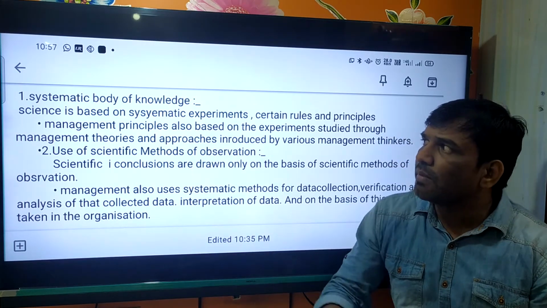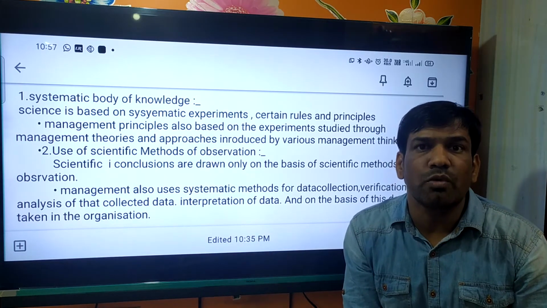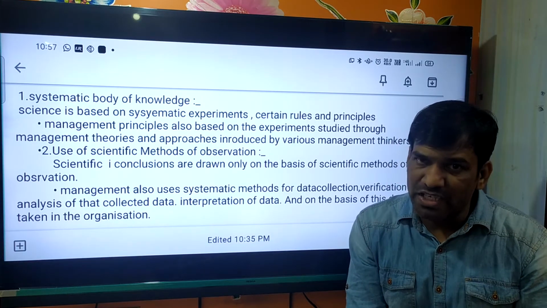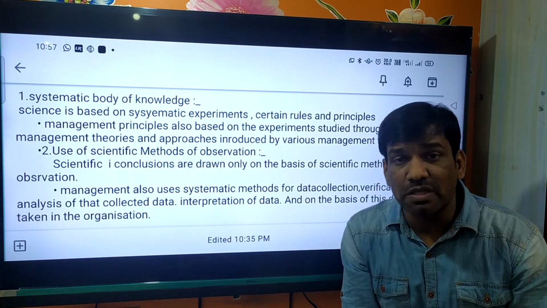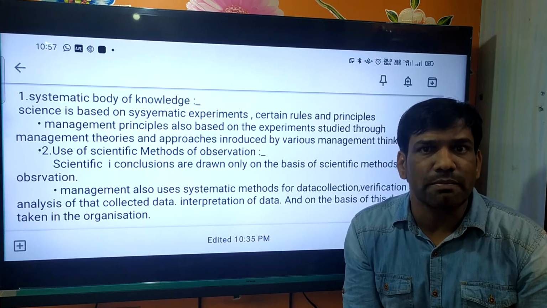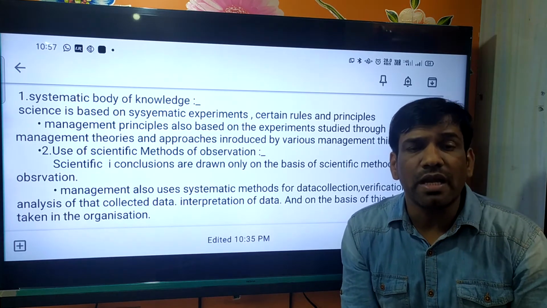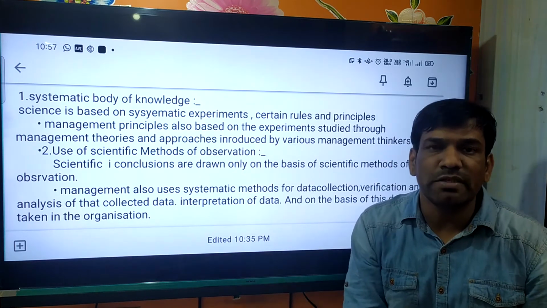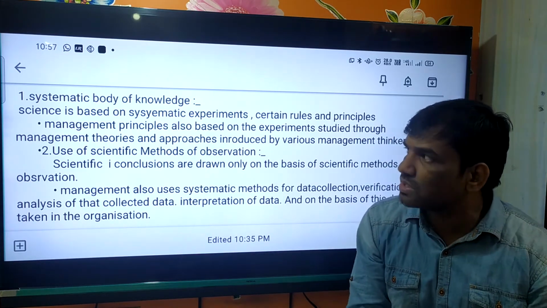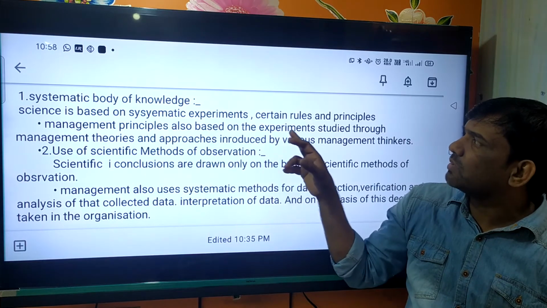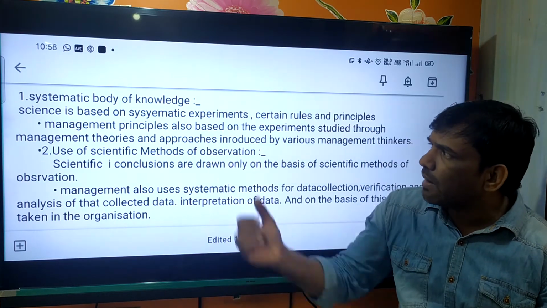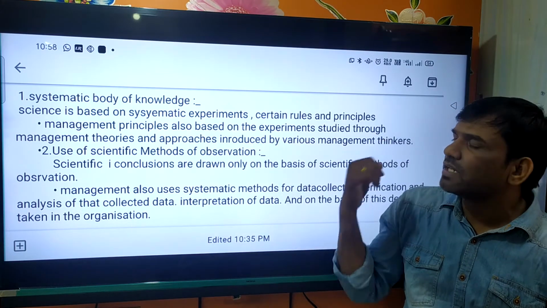Like that, management is also a systematic body of knowledge which is based on Henry Fayol's 14 principles of management. मैनेजमेंट के जो 14 प्रिंसिपल्स हेनरी फेयोल ने हमें सजेस्ट किए हैं, जब भी आप ये प्रिंसिपल्स अप्लाई करोगे, you will get the definite results, because management is also a systematic body of knowledge which is based on principles. Management principles are also based on experiments and studies done through the theories and approaches introduced by the various management thinkers.